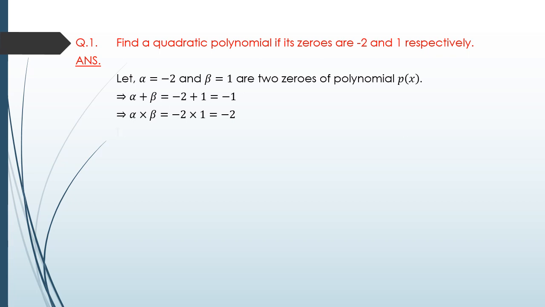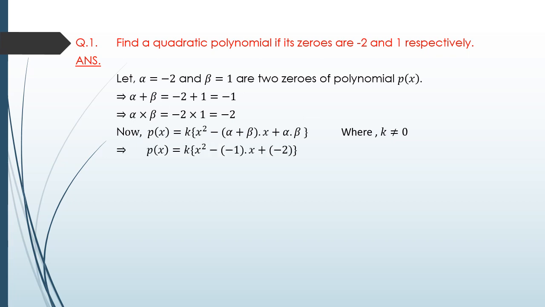Now let us write the formula. Formula to write the polynomial is p of x is equal to k multiplied by x square minus alpha plus beta into x plus alpha into beta, where k is not equal to 0, right? So let us put the values now. So k we will write as it is, inside the bracket x square minus sum of the zeros, that is alpha plus beta is -1, just put that value there, into x plus alpha into beta is -2. So that value also we are writing as it is.